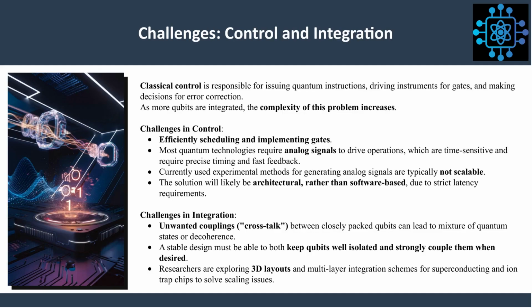Classical control in quantum computing involves issuing instructions, driving gate operations, and error correction. As qubit numbers grow, scheduling and implementing gates efficiently becomes complex. Analog signals, crucial for operations, demand precise timing and fast feedback. Yet current methods lack scalability.